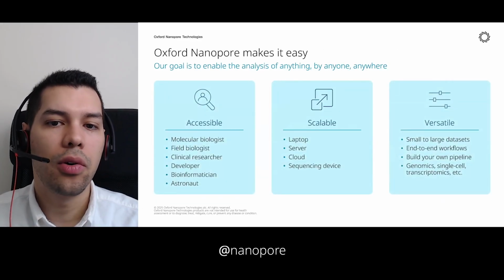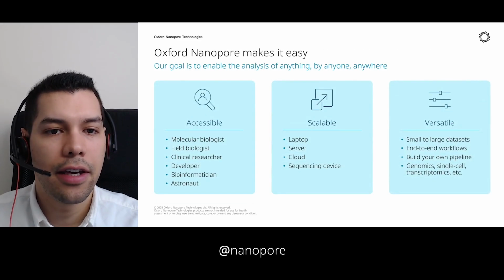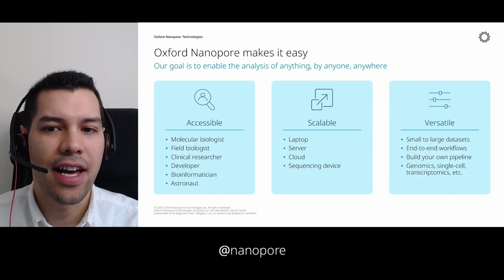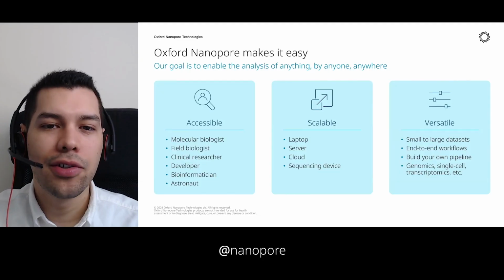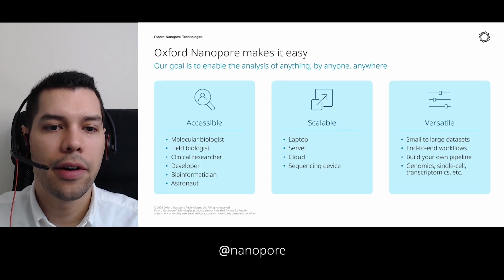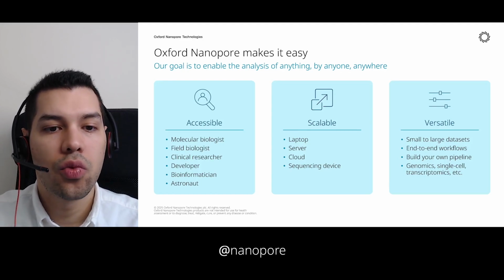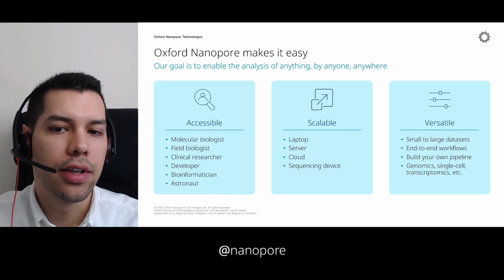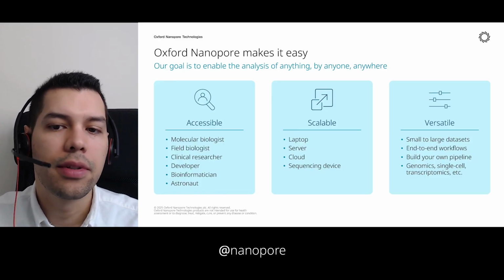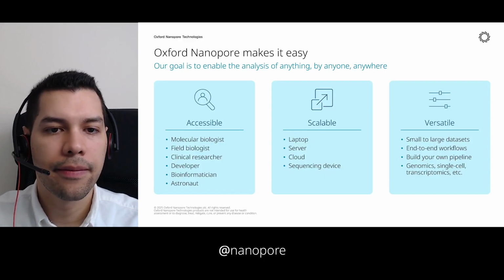Oxford Nanopore's goal is to enable the analysis of anything by anyone, anywhere, and this extends to data analysis as well. We offer user-friendly analysis solutions that are accessible to all levels of expertise, scalable to all sorts of hardware, and versatile to all sorts of analysis needs. You can choose where to run your analysis depending on your needs and infrastructure, in the cloud, on your desktop, on the sequencing device, or on a server.